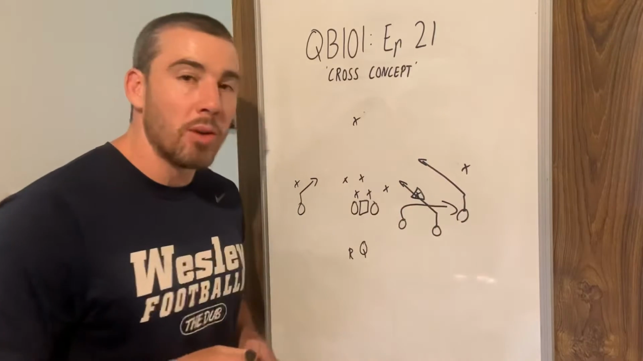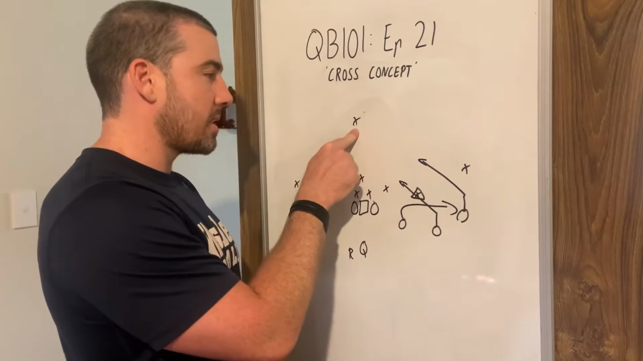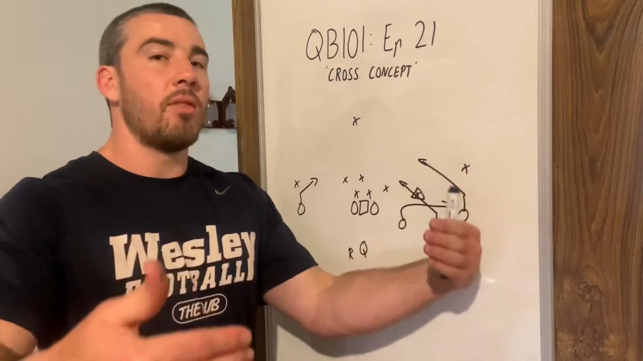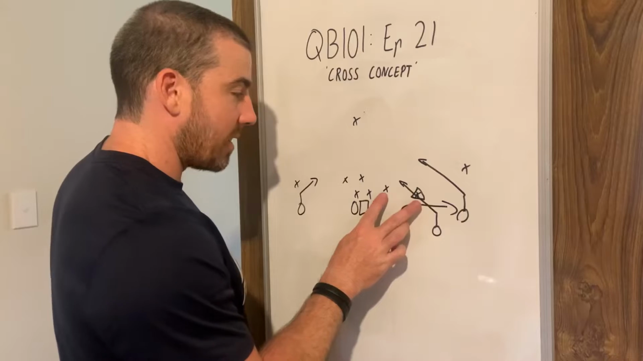All right. Again, pre-snap, we still want to read the defense. We find the safety. All right. Where's the safety? We have a look at these corners. Are they 1 yard off? Are they 5 yards? Are they 7 yards off? How much room do we have? And then we want to look at the outside backers.